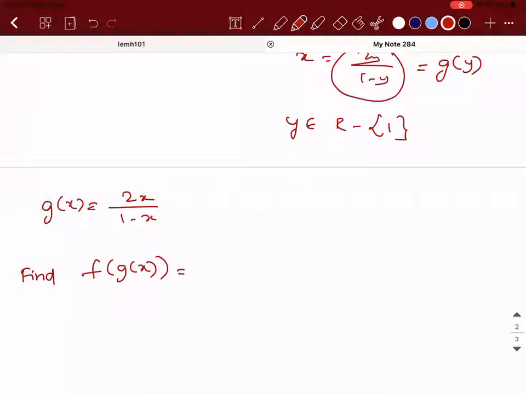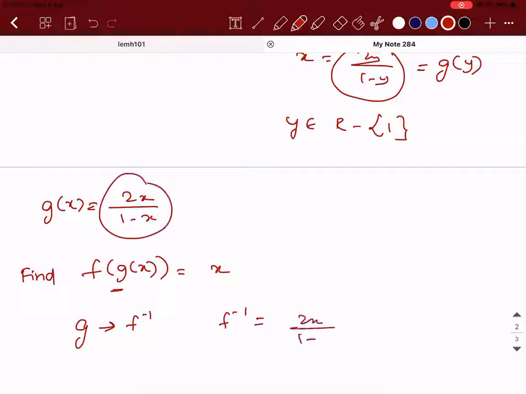You're getting it. Similarly, what is g of f of x be? That is also x. So what can you conclude? So you will get this as x. I hope everybody got it, right? So from this, can I conclude that g is the inverse of f, right? Then what is the value of f inverse? 2x by 1 minus x.